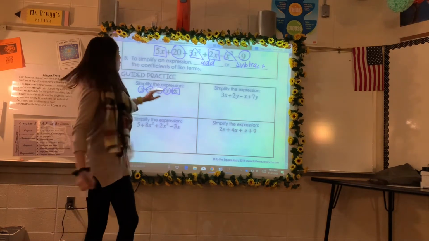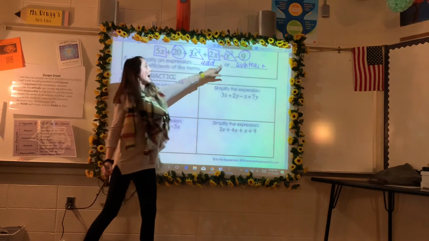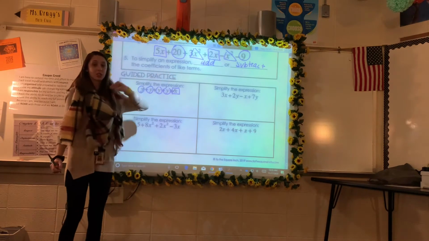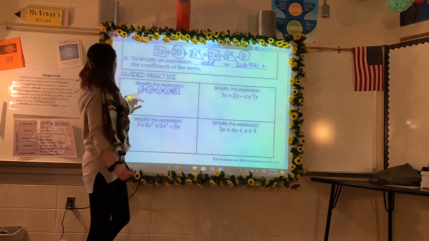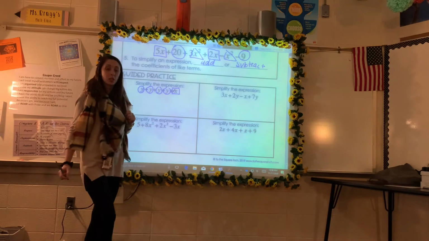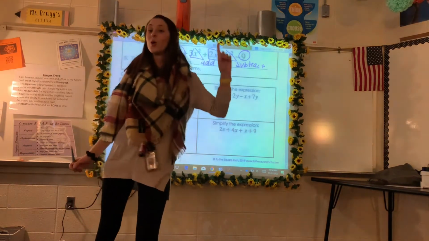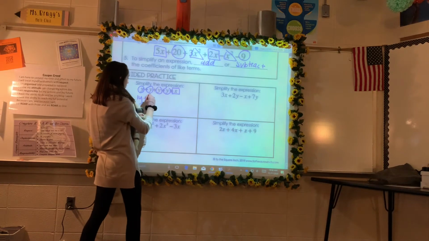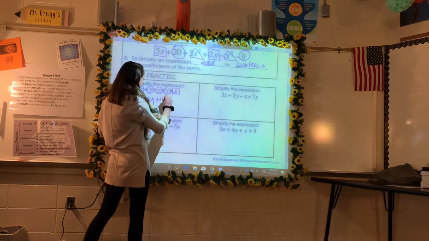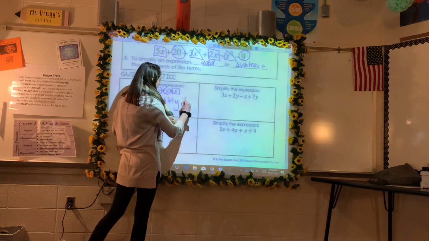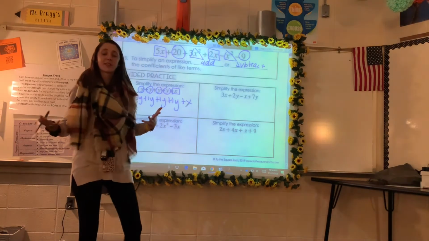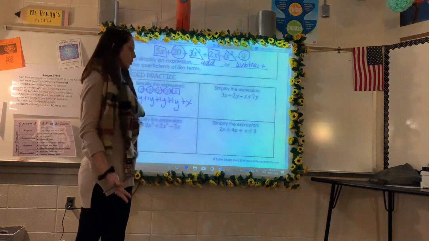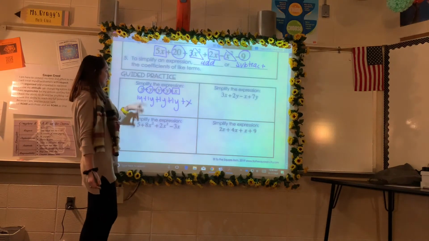But remember, when we simplify an expression, we add or subtract the coefficients of the like terms. In this one, we don't have a coefficient, so we assume that it is 1. So we're really doing 1y plus 1y plus 1y plus 1y plus x. And you don't have to write that, that's just so we can see that we're adding those coefficients.